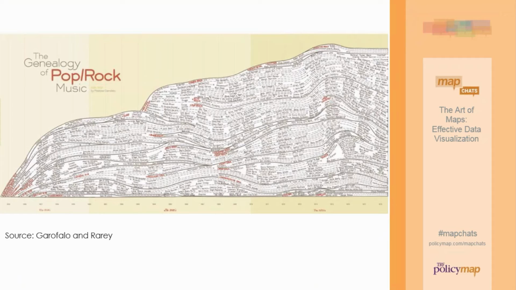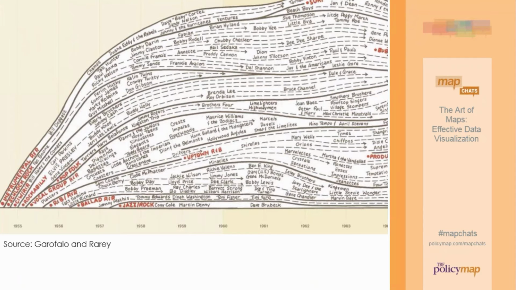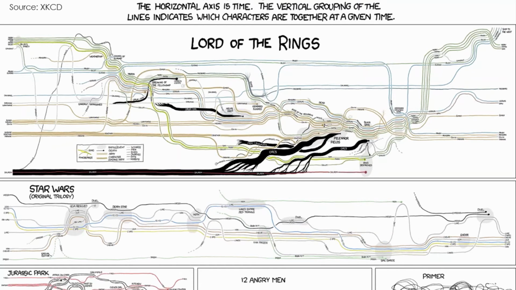But here's a really fun one that you can find online or in poster form. The history of pop music and rock and roll, developed by Garcia and Rari. Zooming into that, you can see how the time is still this linear component, but the thickness and stacking of things and the convergence of them represents another kind of information.